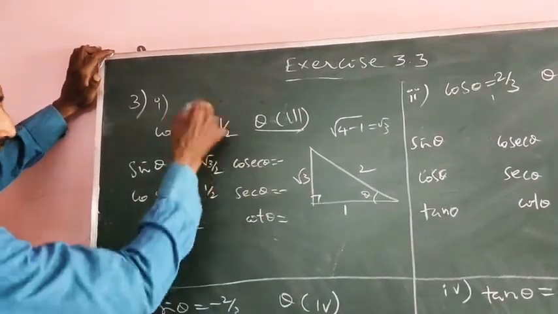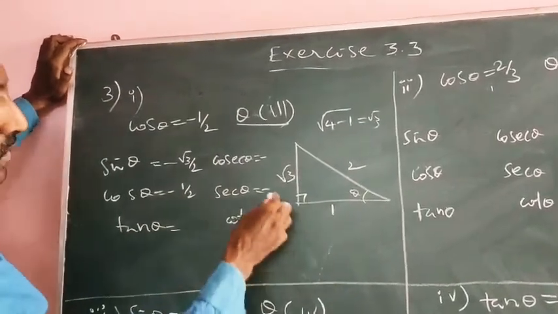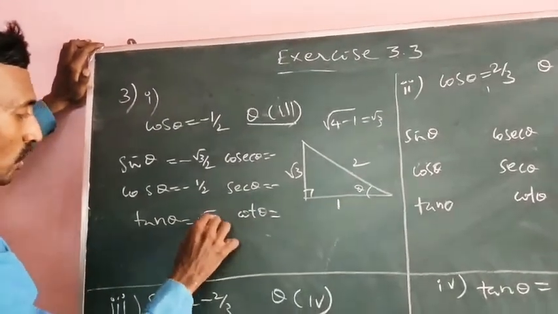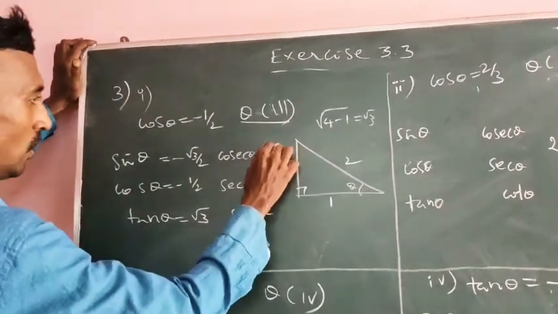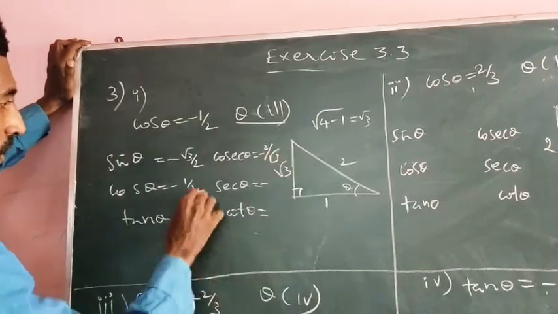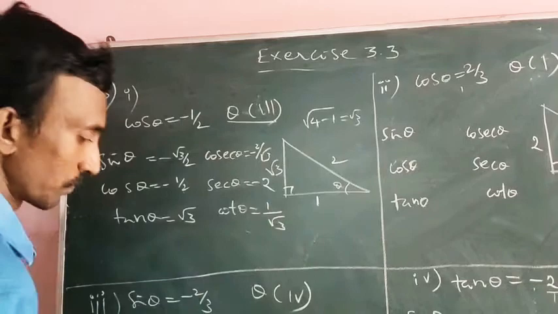Cos is already given. And tan means opposite side by adjacent side, so root 3 by 1, that is root 3. Then take the reciprocals: 2 by root 3 and 2, and here 1 by root 3. Okay.